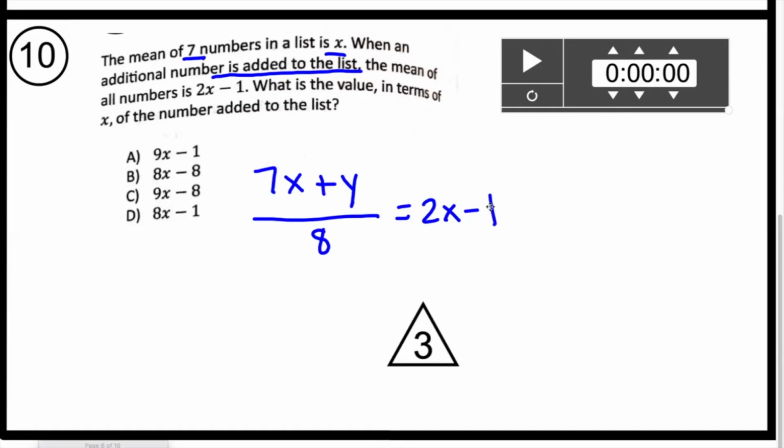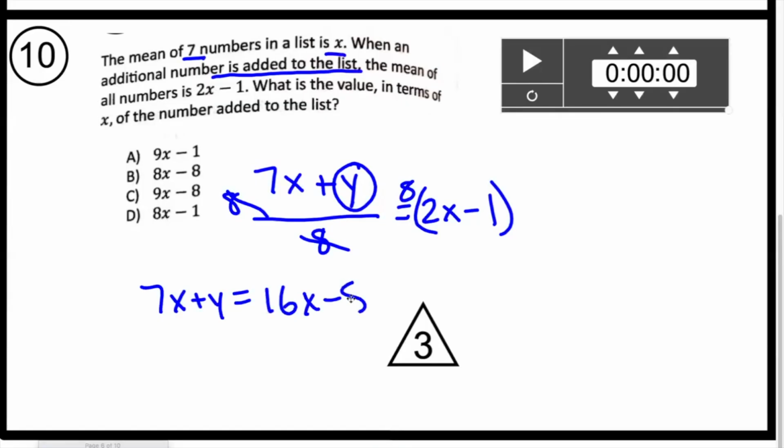What's the value in terms of x of the number that was added? So I just got to get y by itself. So 7x plus y, multiply the other side by 8. So that's 16x minus 8, and then get y by itself. So subtract 7x, and that's just 9x minus 8. That's the answer. You could get this by choosing your own values, but I feel like if you could just set this up directly, it's not too bad to solve.